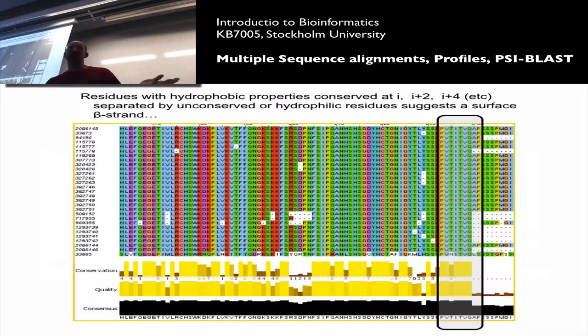A gap in the middle of a beta strand is extremely unlikely, it shouldn't be there. And if you have one sequence that's wrong, not related, it matters, because the alignment can screw up and everything looks bad and you get nothing out of it.